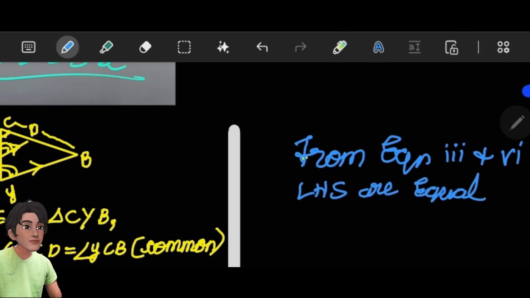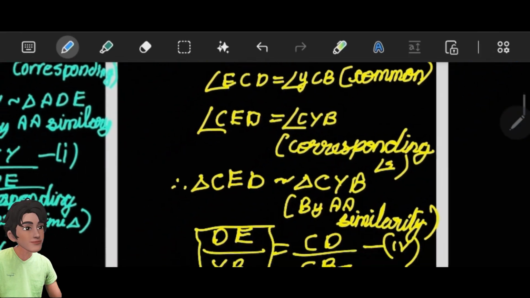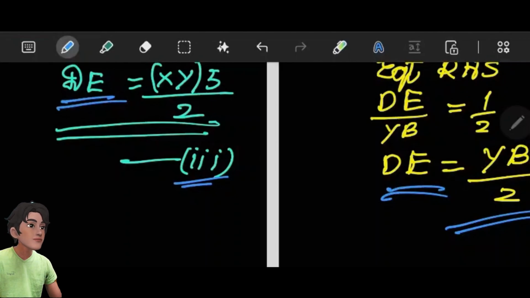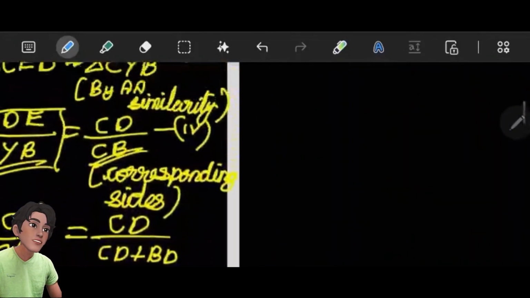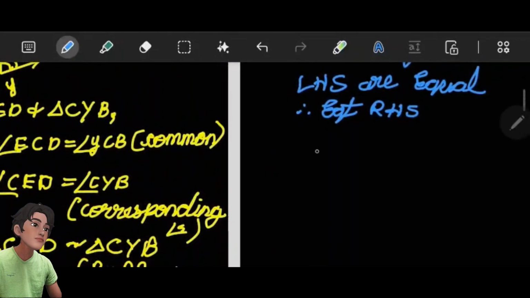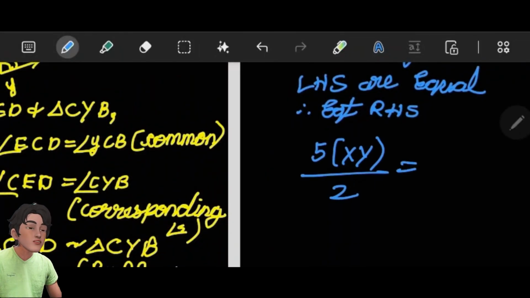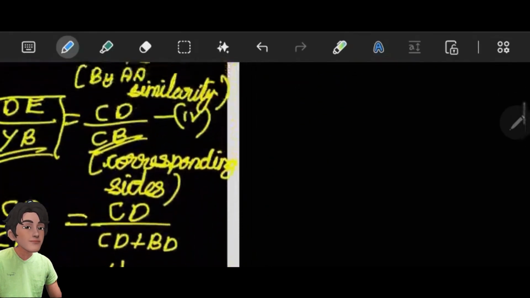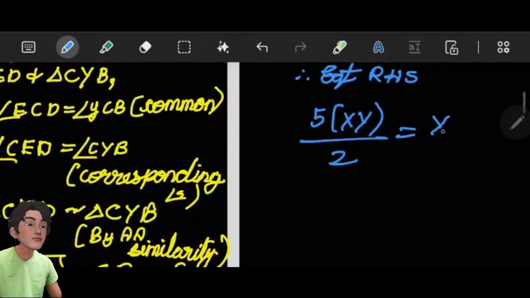Now, we would be getting 5xy by 2, which is the RHS of the equation 3, and the RHS of equation 6, which is nothing but YB by 2. 2 gets cancelled and 5xy is equal to YB. But this is not our answer. They're asking us to prove that BX is equal to 4 times XY.